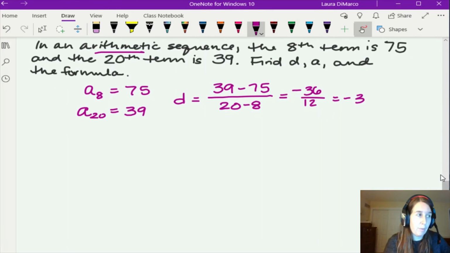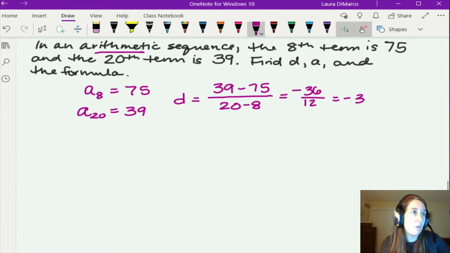Okay, so I really did the same process, just with higher numbers. Okay, so now I know d, but I actually still don't know, it doesn't look like I know a sub 1, right? So to find a sub 1, I've got a couple options. I mean, I know the 8th term, I could add 3 like 8 times, right? To get to the 1st term, or maybe 7 times. But I think I'm gonna set it up in the formula.